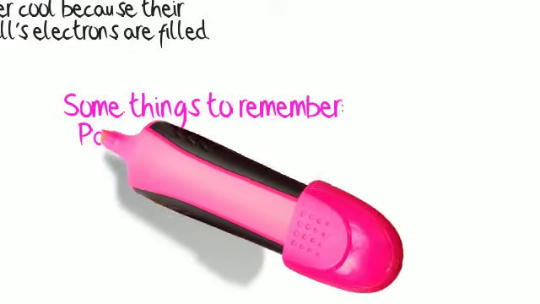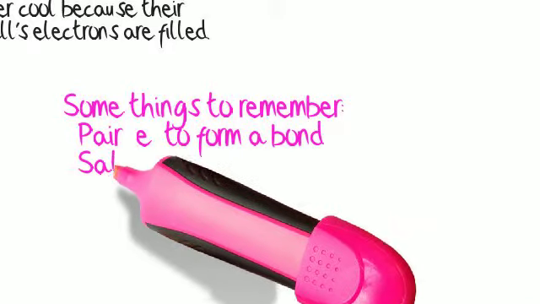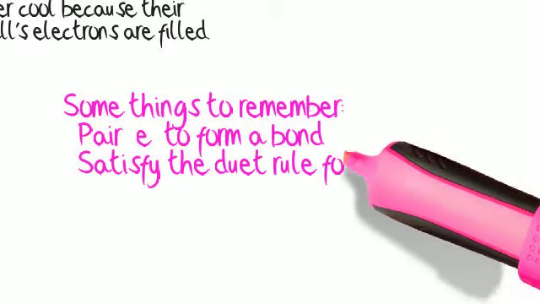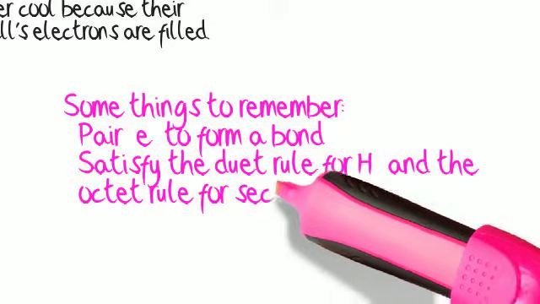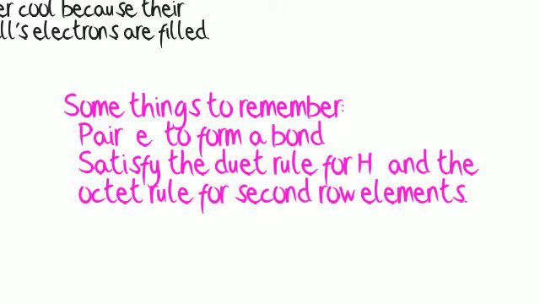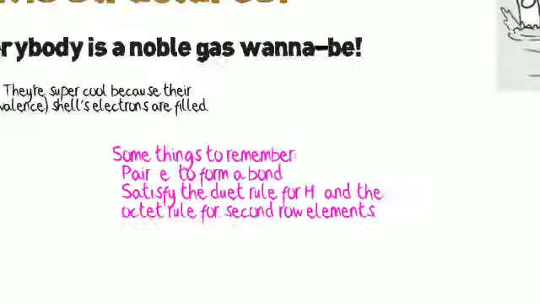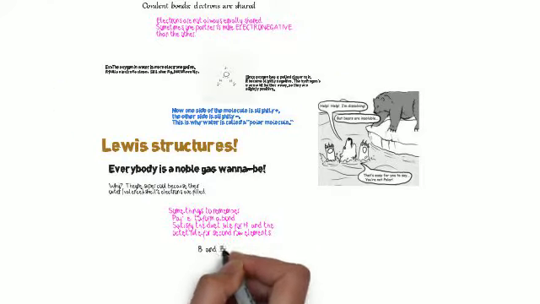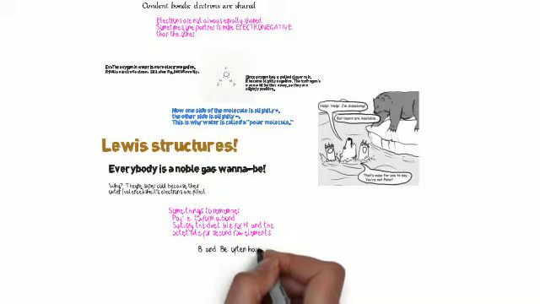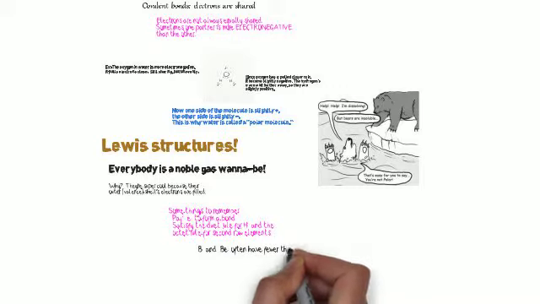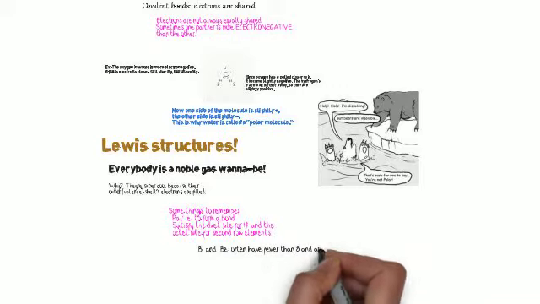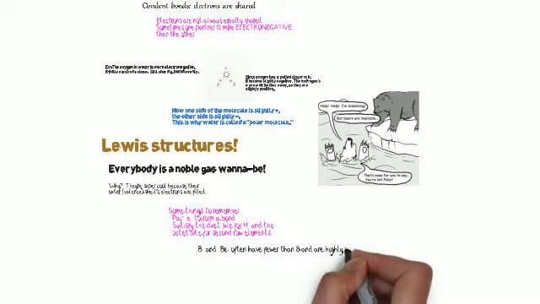Some things to remember when you're drawing Lewis dot diagrams or Lewis structures. Pair electrons to form a bond. Satisfy the duet rule for hydrogen and the octet rule for second row elements. Boron and beryllium often have fewer than 8 electrons, and they're highly, highly reactive.